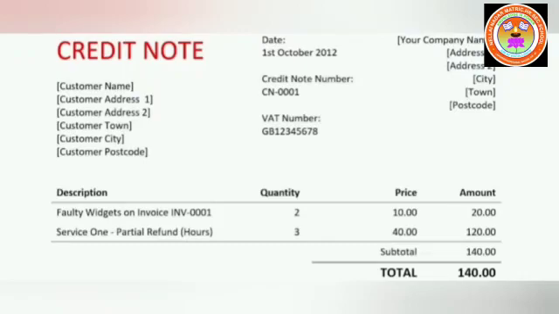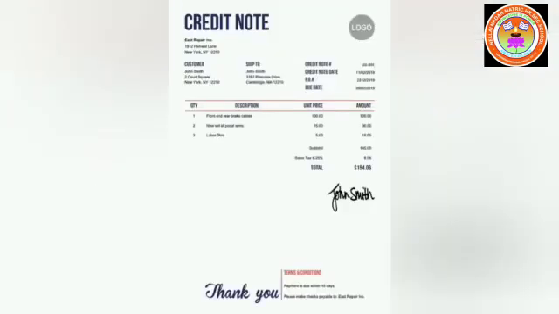Credit note. It is a statement prepared by the seller who receives back from his customer the goods sold. It contains details such as the description of the goods, quantity returned, and also their value. It is a document sent by the seller to the buyer stating that the certain amount is owed to the buyer. It is also called as credit memo.